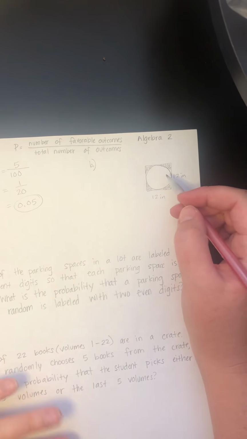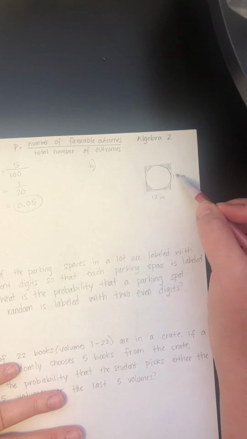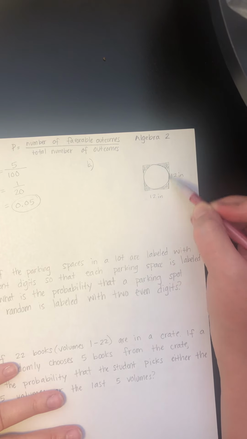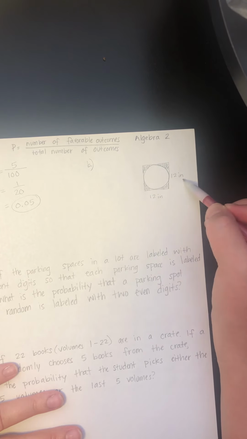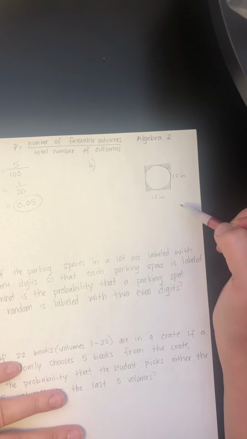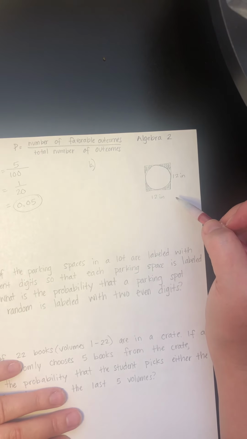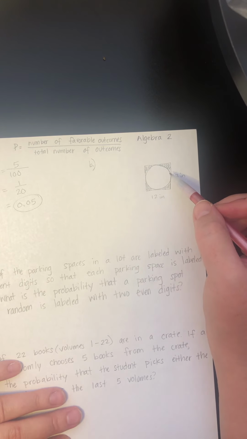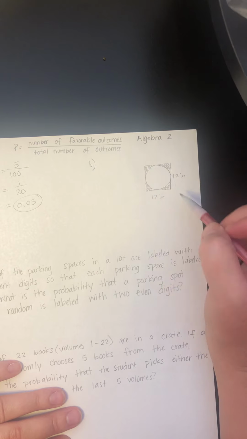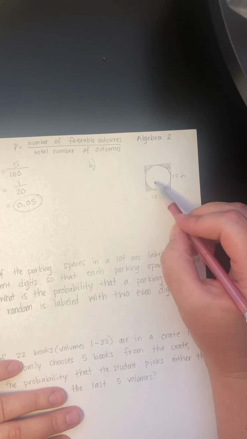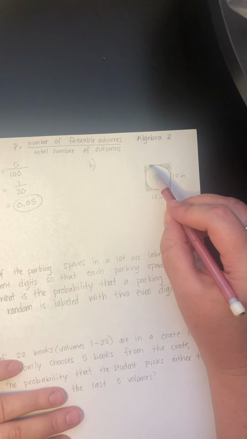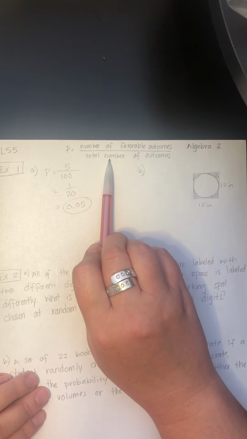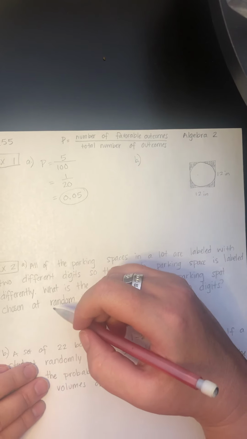The next part of this example 1 is part B, and we have a square here with a circle inside. The shaded areas are right here. The square is 12 inches by 12 inches. It says estimate the probability that a point chosen randomly inside this figure, inside this square, is in the shaded region. So if you were to just randomly go like that, what's the probability of your point landing inside of the shaded region? So we're going to use the number of favorable outcomes over the total number of outcomes.